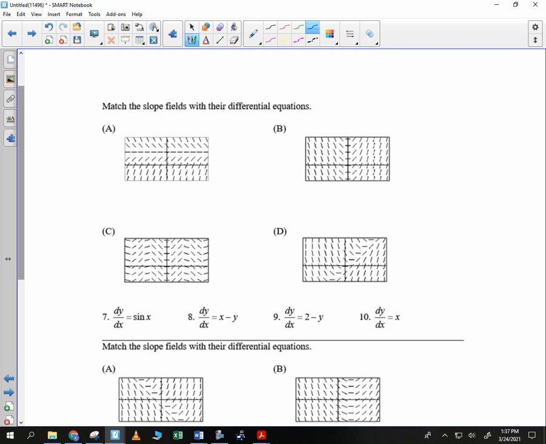Match the slope fields with their differential equations. So notice you have zeros here. Notice you have zeros here. You have zeros here. Here are your options. Go ahead and see if you can match. Take a few minutes, see what you can come up with.